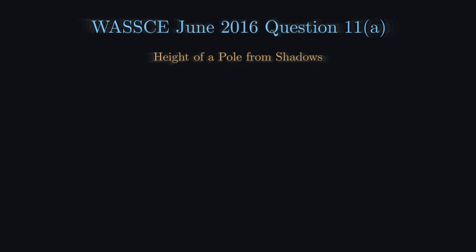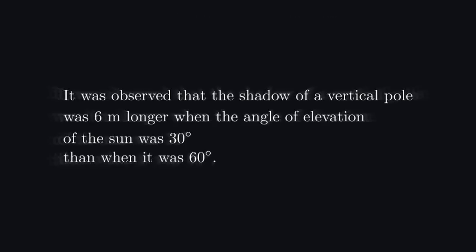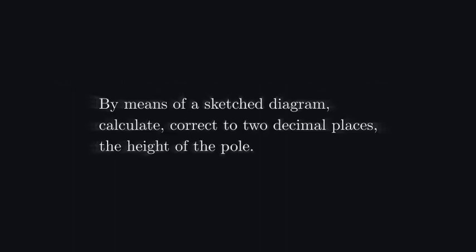Today, we are solving WASSCE June 2016 question 11. A. This is a trigonometry problem involving the height of a pole and the lengths of its shadows. The shadow of a vertical pole was 6 meters longer when the angle of elevation of the sun was 30 degrees than when it was 60 degrees. We are asked to use a sketch diagram to calculate the height of the pole, correct to 2 decimal places.